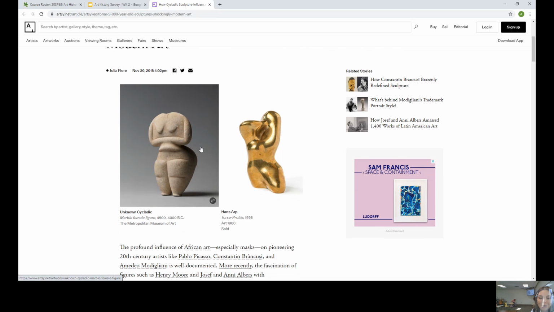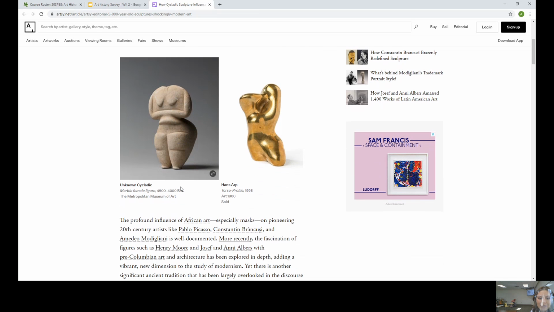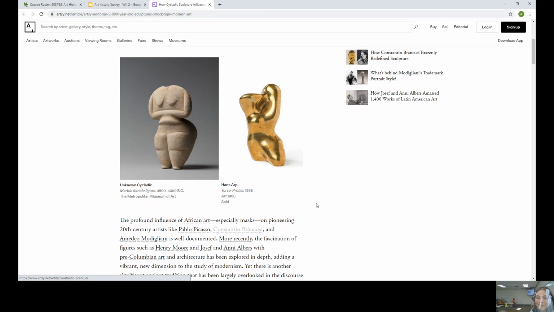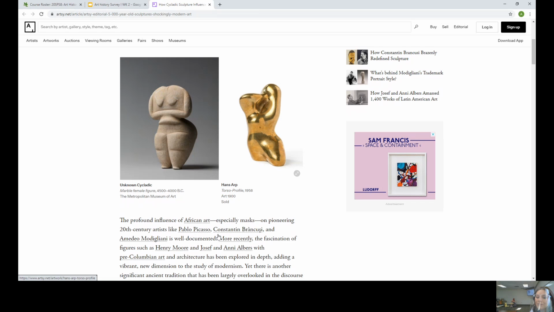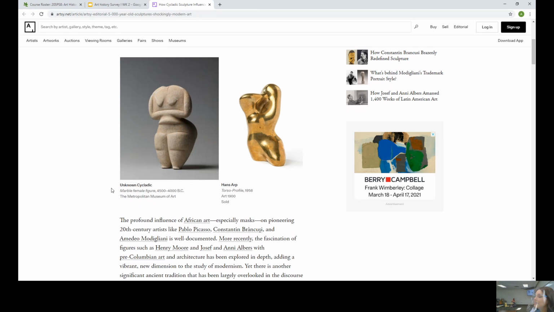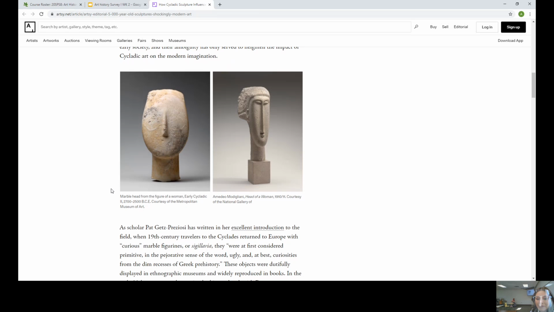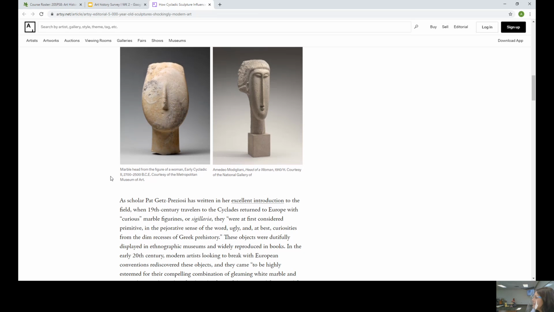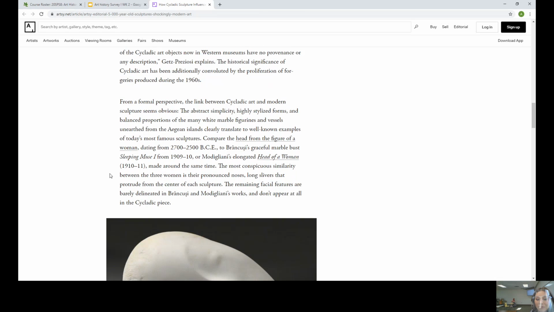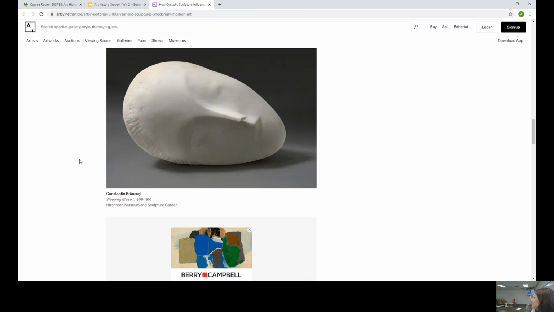Very influential to modern art. Here's another unknown Cycladic figure, very different from the first female we looked at, and someone that used it as a reference, Hans Arp, in a later sculpture. Another comparison, this is Modigliani's. It's a very, very influential people group to contemporary art.